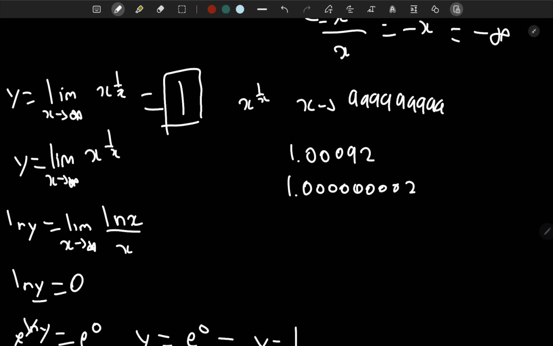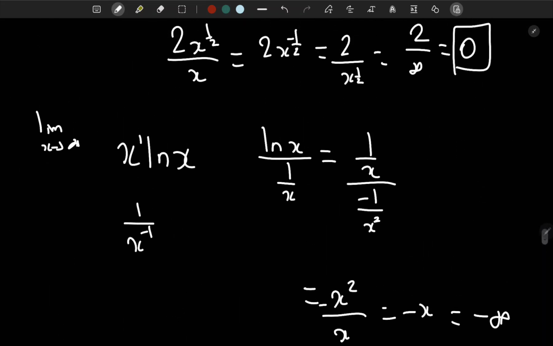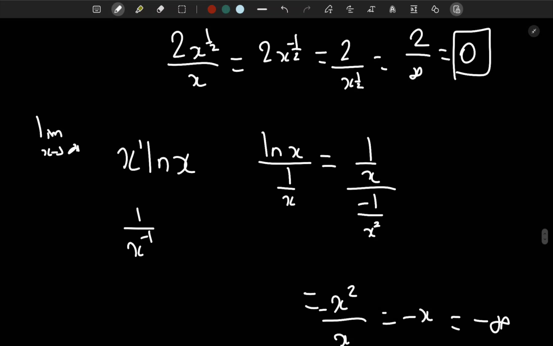We are approaching 1. So let me do an example where we have infinity or negative infinity, so that I can show you guys. Yeah, let's take this example. I think the answer for this question was negative infinity. So here we have x approaching infinity, x multiplied by ln x. So let's try.